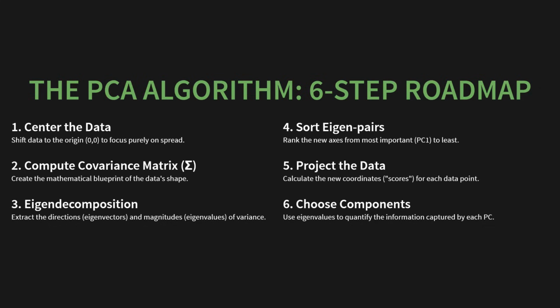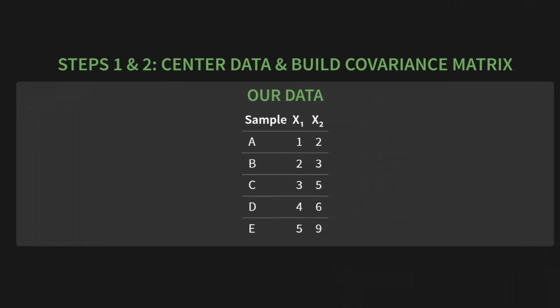Second, we compute the covariance matrix. This is the mathematical blueprint of our data's shape. Third, eigendecomposition. This is where we extract the directions and their importance. Fourth, we sort the eigenpairs, ranking our new axes from most important to least. Fifth, we project the data to calculate the new coordinates for each point. And finally, step 6, we choose components, using those eigenvalues to quantify exactly how much information we've captured.